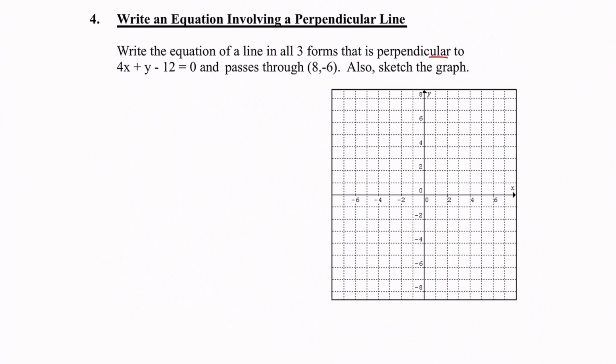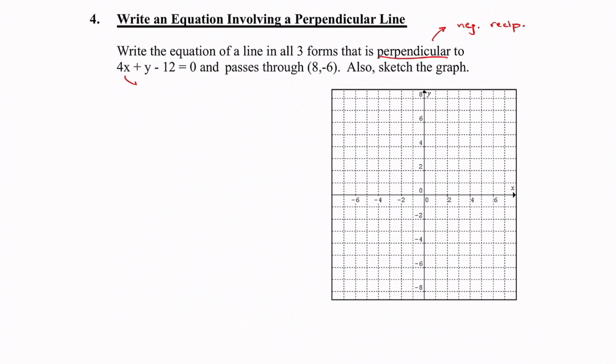So if it is going to be perpendicular, remember with perpendicular, we said it was going to have a negative reciprocal. So that means when we find our slope, we're going to have to change the sign and then also flip it. So let's start to find the slope. We're going to start with our equation here and then use that to find the slope. So let's get it into our slope-intercept form.